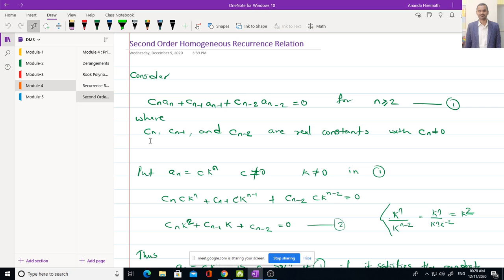In this video, I am going to explain second order homogeneous recurrence relation. Now consider one equation of the form Cn an plus Cn minus 1 an minus 1 plus Cn minus 2 an minus 2 equal to 0 for n greater than or equal to 2. This is the second order homogeneous recurrence relation, where Cn, Cn minus 1, Cn minus 2 are all constants and Cn cannot be 0, that is the first term.